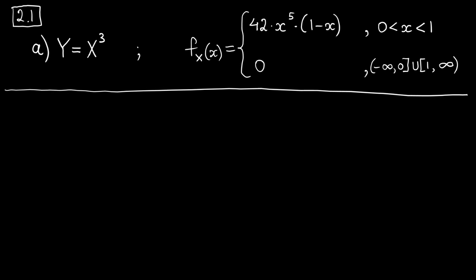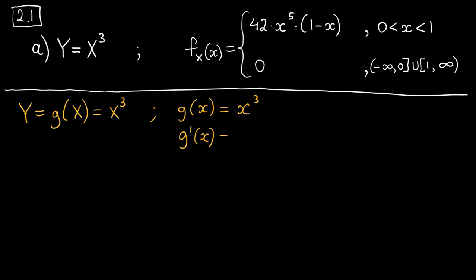Before we get started with finding the PDF of y, let's try to establish whether the random variable y is a strictly increasing function of x. Our random variable y is the function g of x, and in this case it's x cubed. So in other words, the function we're dealing with here is g of lowercase x is x cubed. Okay, let's explore its derivative. g prime of x is equal to 3x squared.